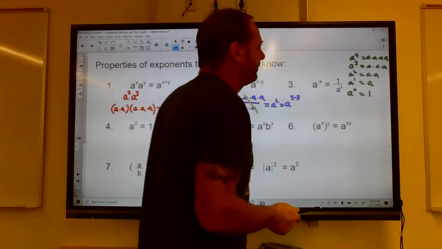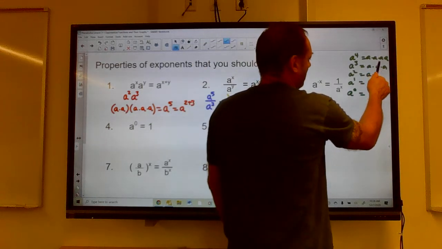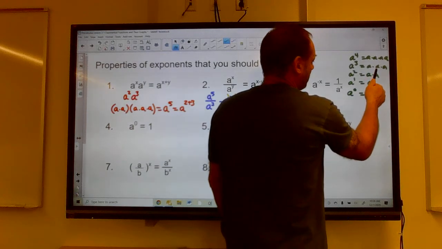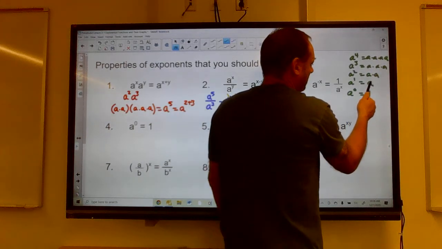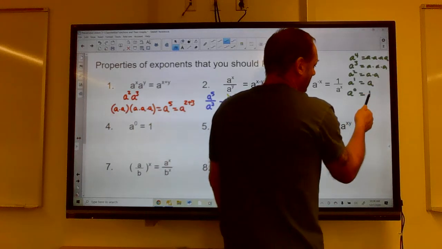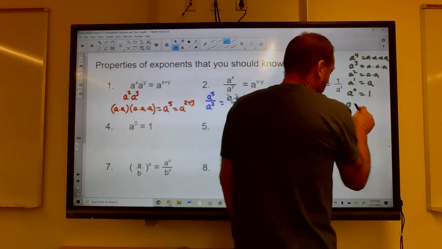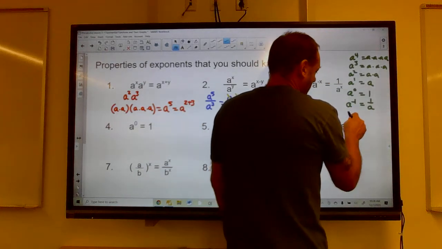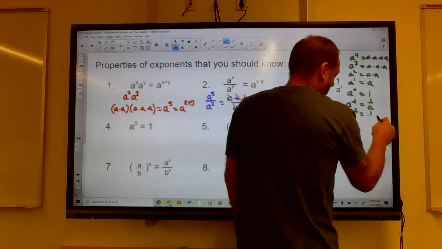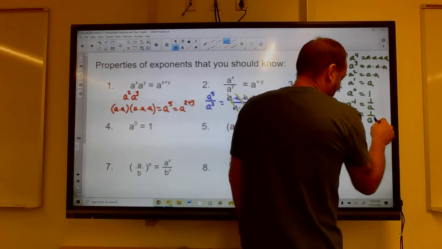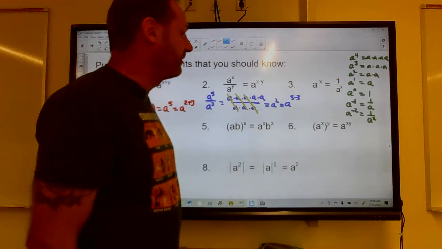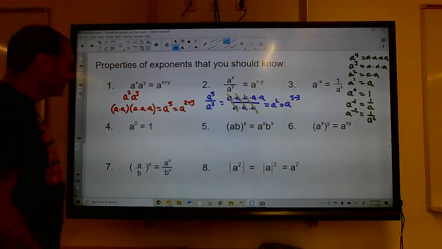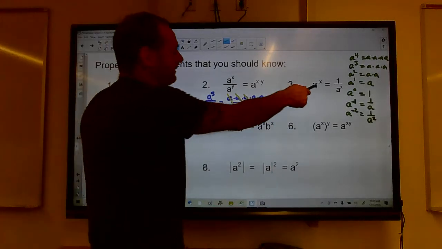So if you follow the pattern, what's it doing? Well, a to the fourth, each time I would be dividing by a. Okay, so a to the fourth divided by a is a to the third, divided by a is a squared, divided by a is a, divided by a is 1. So if I continue that pattern, a to the negative 1 would be 1 divided by a. And then a to the negative 2 would be 1 divided by a, which is going to be 1 over a squared. And so it just flips that thing over. A to the 0 is 1. We showed that with the pattern here.